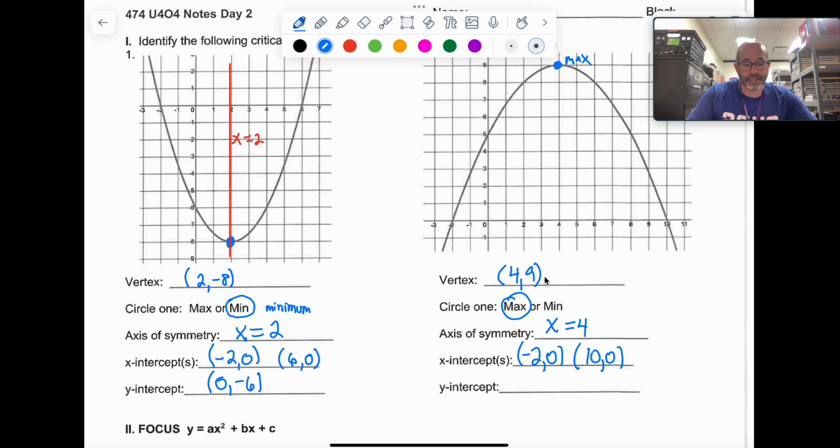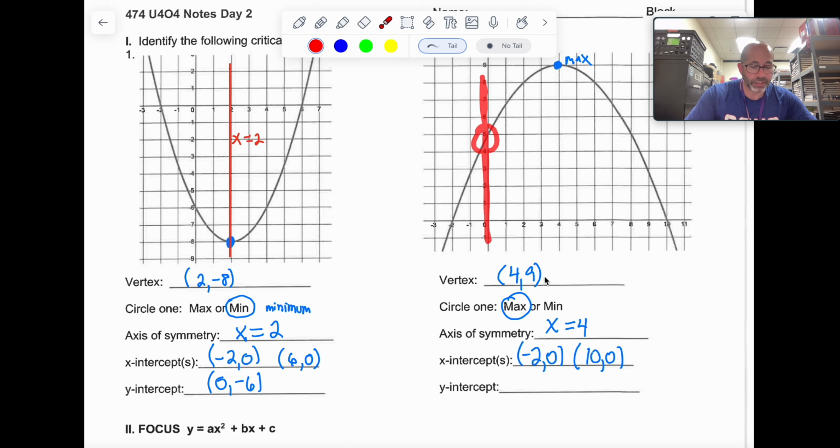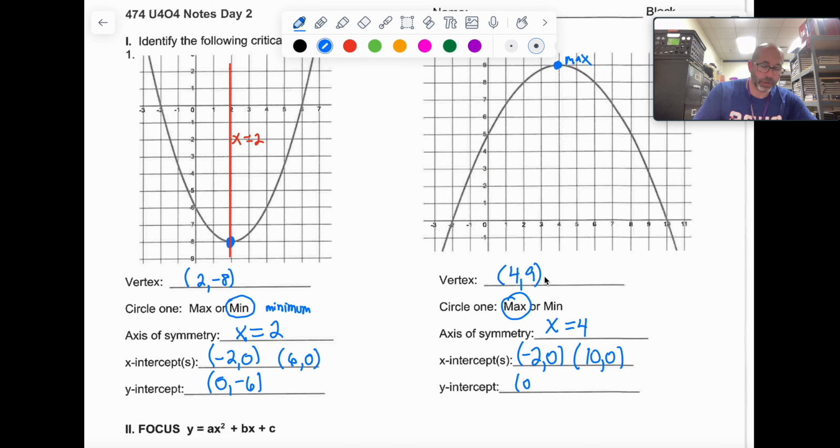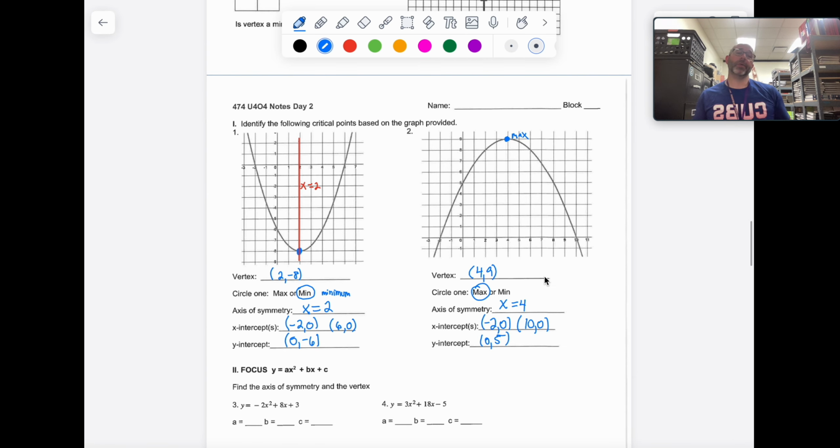And then the y-intercept is where we hit the y-axis. Here's my y-axis, and here's the coordinate where it runs in. This is going to be at 0, positive 5. Okay? So now let's move into where we don't have a picture.